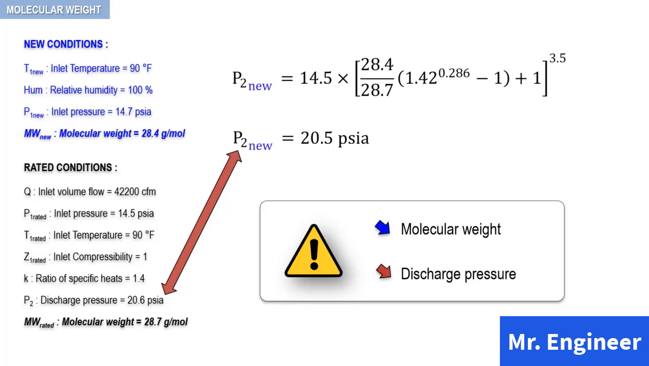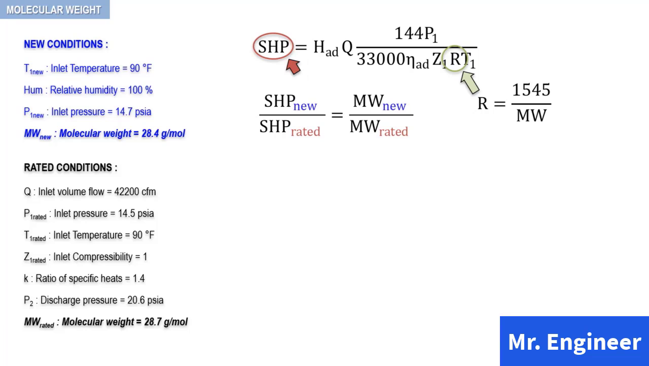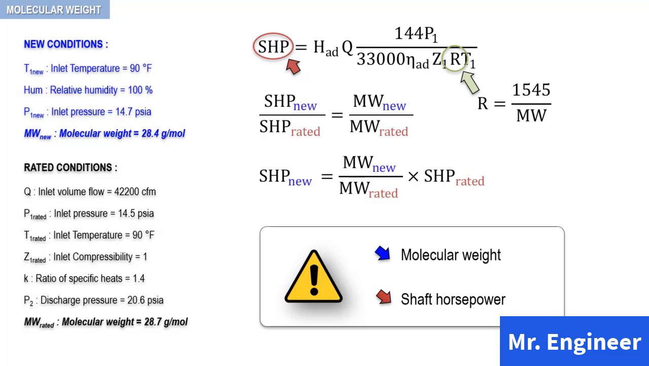Now, to investigate the effect of molecular weight on shaft horsepower, let's refer back to the shaft horsepower equation. As you can see here, shaft horsepower is directly proportional to molecular weight. Therefore, we can write the following relationship. So, as you can see here, a decrease in molecular weight will result in a decrease in the power requirement.